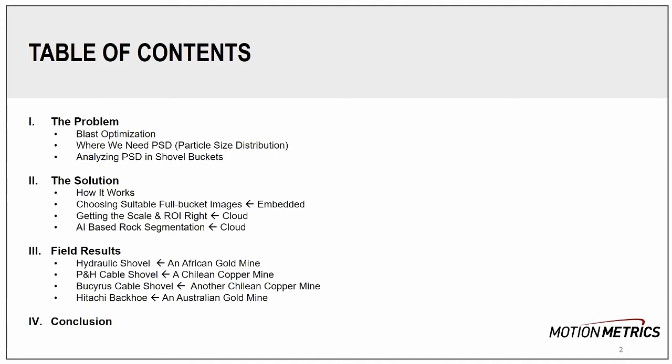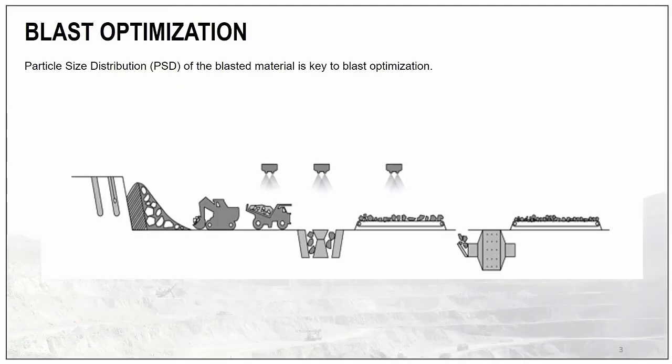That's the problem. Then I'll talk a little bit about the solution, how it works, and 3 aspects to using AI here. One is on the embedded system and 2 on the cloud. And finally, I'll show you some exciting field results that are very fresh. I actually went over logs over the last month and extracted these results to show you guys. And these are from 4 different types of shovels: a hydraulic shovel, a P&H shovel, a Bucyrus shovel, and also an excavator.